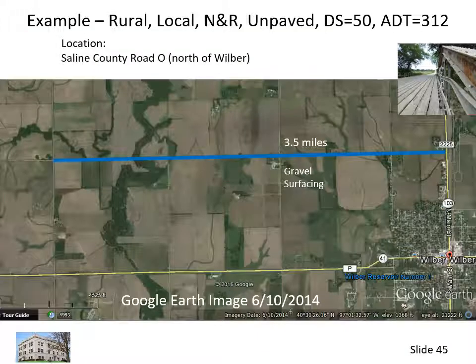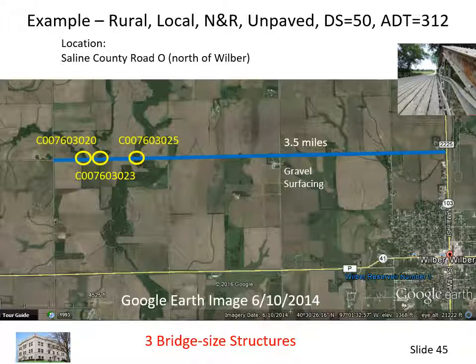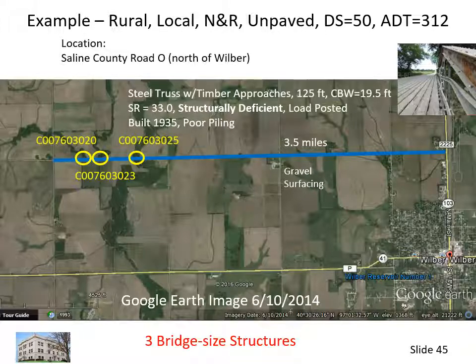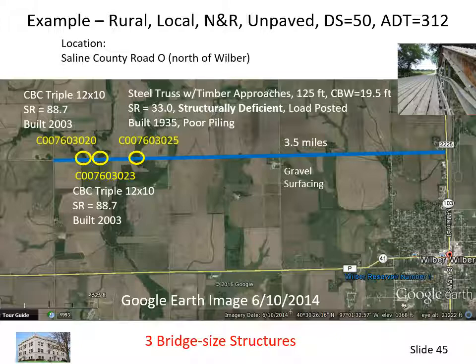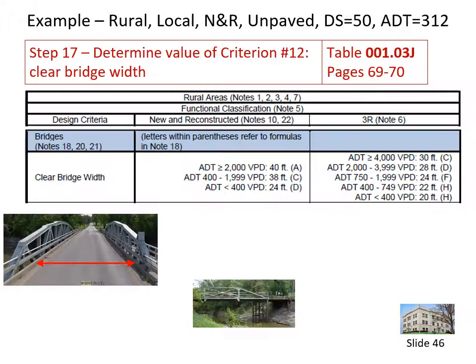This aerial view shows 3 structures toward the west end of the project. For this example, the steel truss bridge is assumed to be structurally deficient and in need of replacement. The other 2 structures are triple box culverts in good condition. For a bridge replacement, the minimum clear bridge width for fewer than 400 vehicles per day is 24 feet.